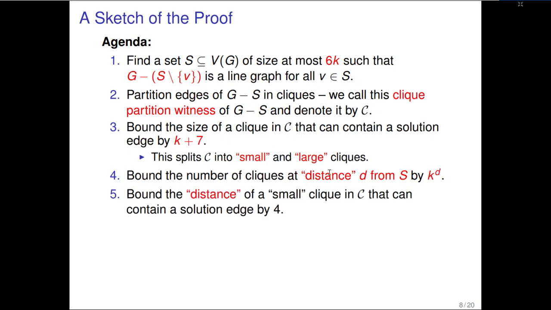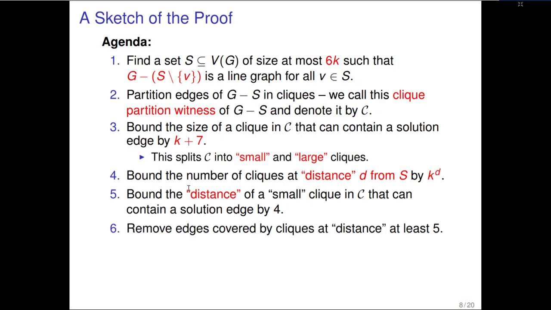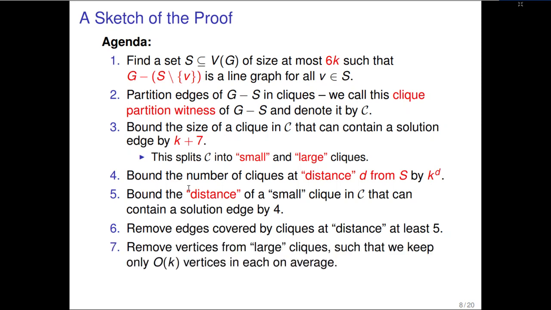The next step is bounding the distance of a small clique that can contain a solution edge. It will not hold for every solution, but we will show that there exists a solution such that only small cliques that are close to S interact with it. By this we can remove all the edges in the cliques that are further away. After removing them, we will have only O of k to the 5, or O of k to the 4, cliques. This will help us show that we can also bound the sizes of the large cliques.